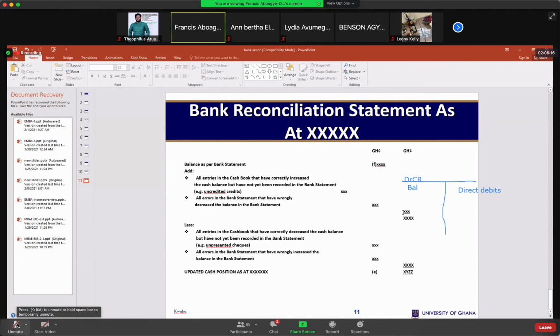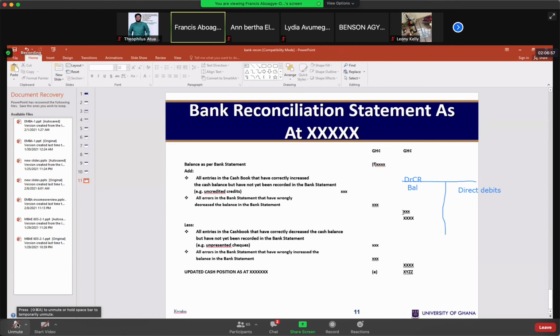So if you want to agree the two positions, then what we have done to our balance, we should do the same thing to the bank balance. Because we have credited ourselves with the uncredited checks, we now have to add the uncredited checks to the bank statement balance so that the two positions will agree. We are adding the uncredited checks, which we have recorded in the cash book but for which the bank has not credited, to the bank statement balance. And if we add it, the two positions should agree.